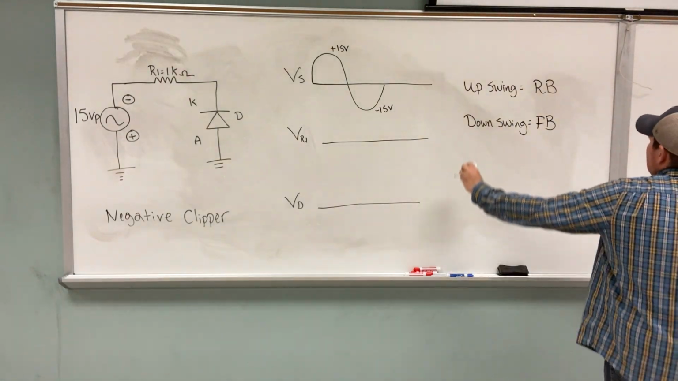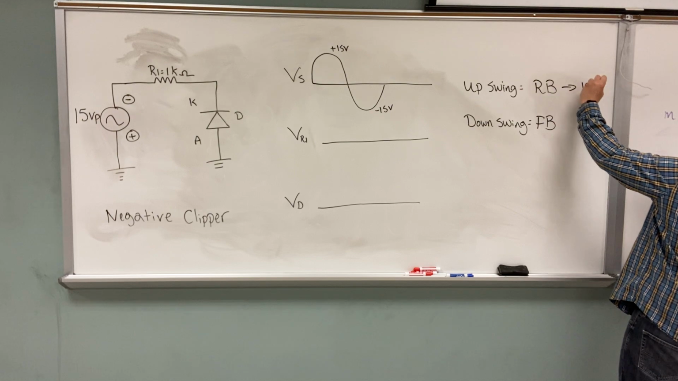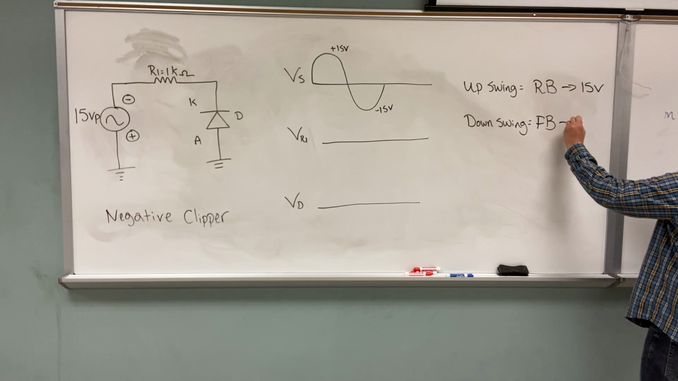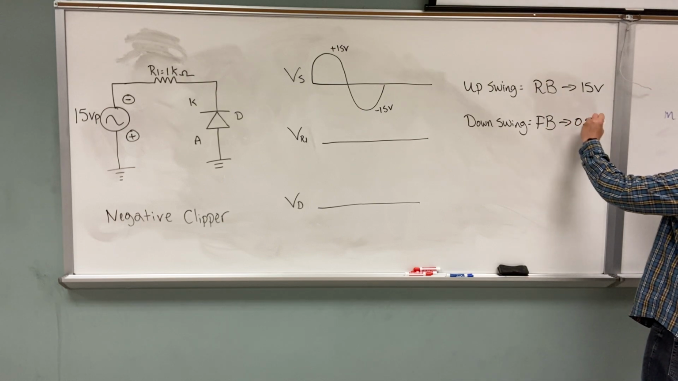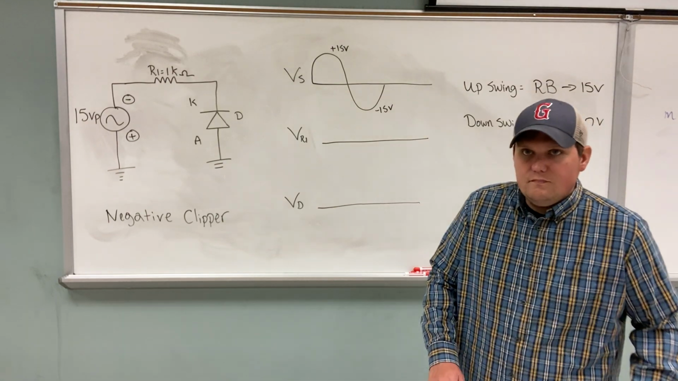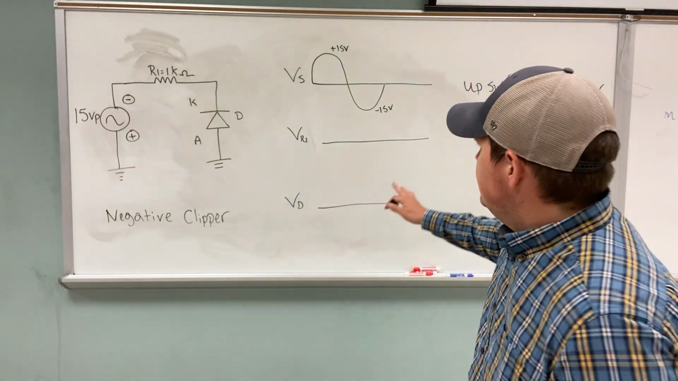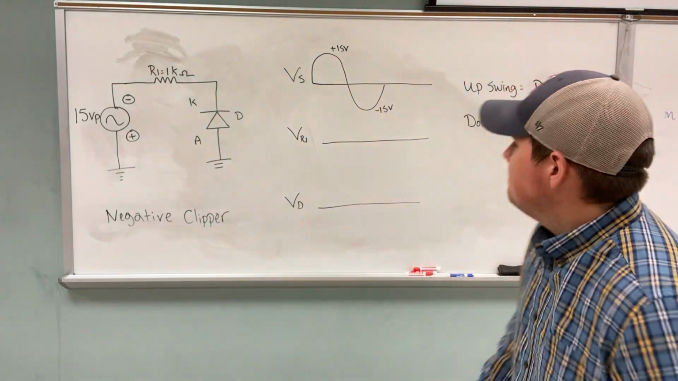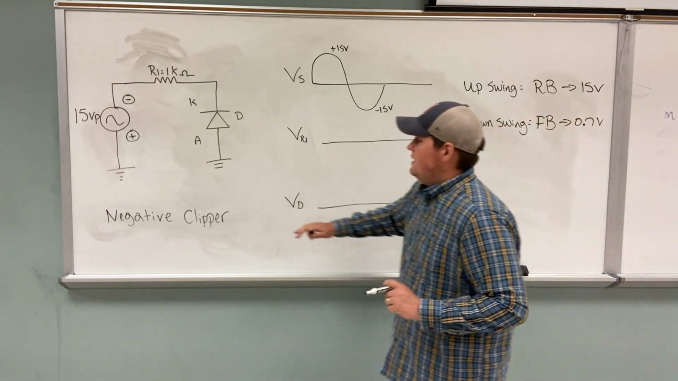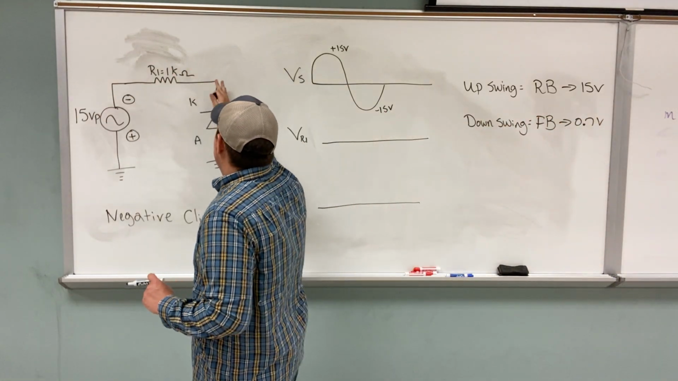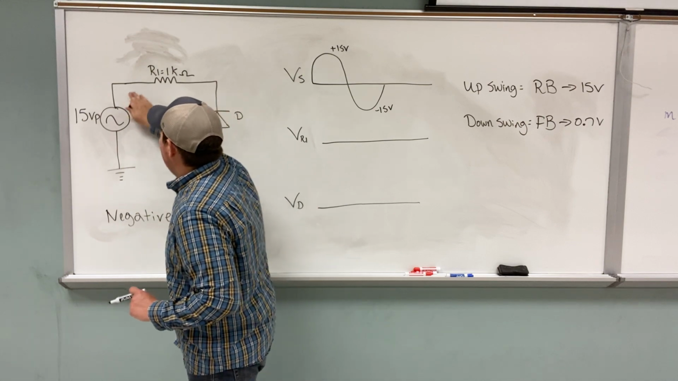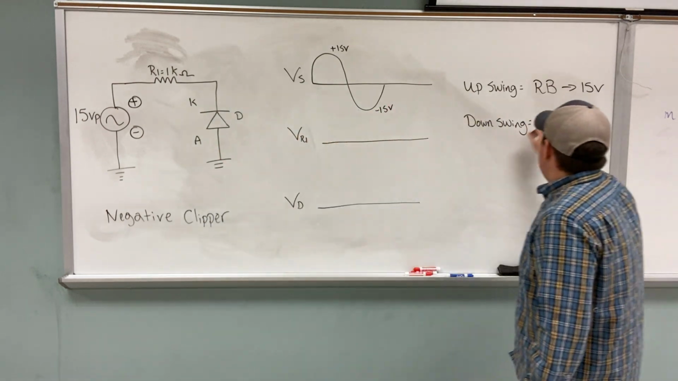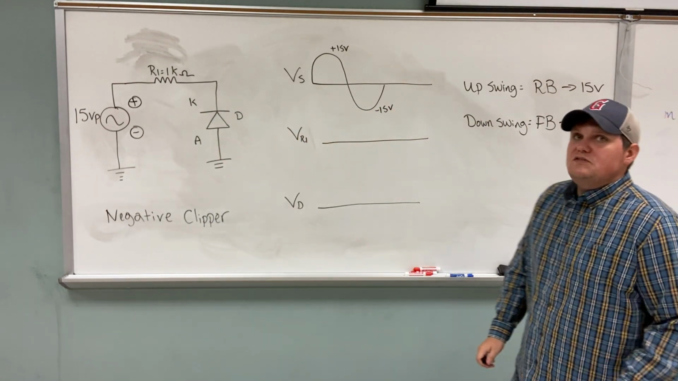So on the upswing, I'm going to read open, which is 15 volts, and on the downswing, I'm going to be in forward bias, so I'm going to read 0.7 volts. So what you're going to end up seeing is the waveforms just flipped around. Okay? So, across the resistor, on the upswing, remember, this is my polarity. On the upswing, I am reverse bias. So this is an open circuit.